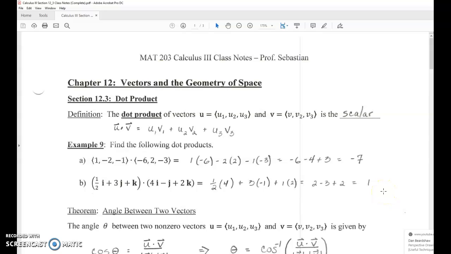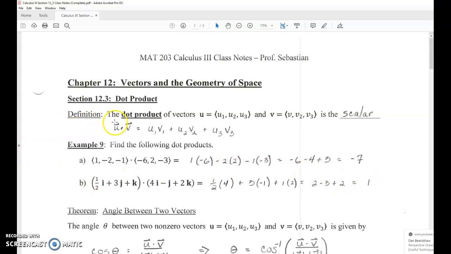Okay, hi again, everybody. Here we are in our Calculus 3 notes. We're in Chapter 12, Vectors in the Geometry of Space, and we're now in Section 12.3. In Sections 12.3 and 12.4, we actually learn about two different types of what are called vector multiplication. In the first section, Section 12.3, we're going to learn about the dot product.